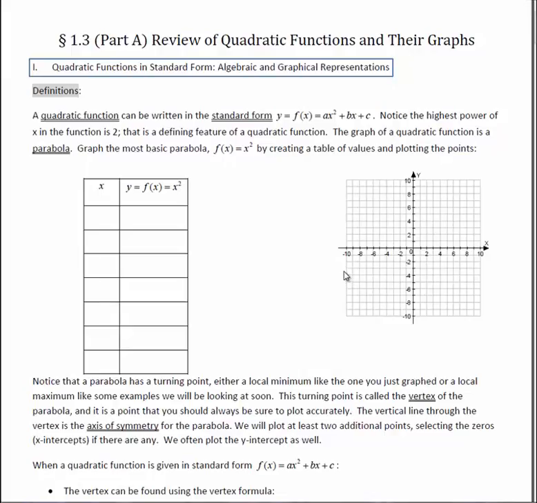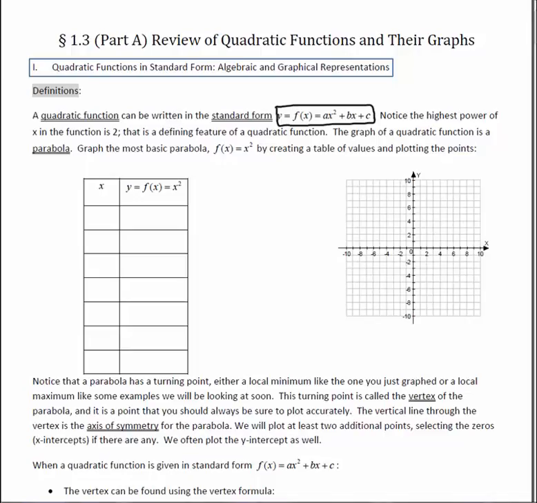This is section 1.3, part A. We're going to be reviewing a little bit about quadratic functions, and we'll also look at some graphs of quadratic functions. First of all, a quadratic function has an x squared in it, and its standard form looks like this: ax squared plus bx plus c. Again, the defining feature is that it does have a second power, or an x squared term.